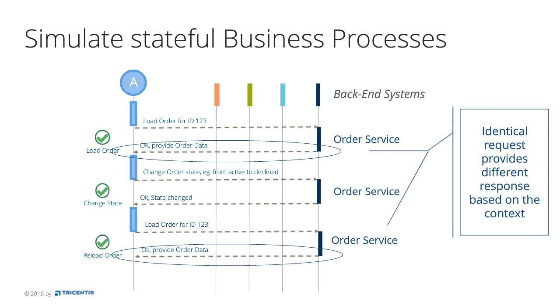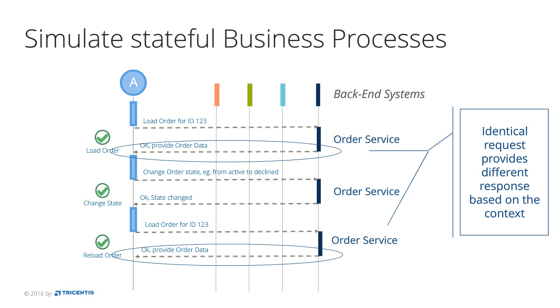and once you have loaded it, you check if the data is there, and then you change the state, for example from active to decline. Again, your system under test will reload the data after it has set the new state, and now it will get a different response. What we see here is that based on the state, based on where we are in our process, the same request, give me the data for order 1, 2, 3, for example, gets a different response. And this is what we call a stateful business process.